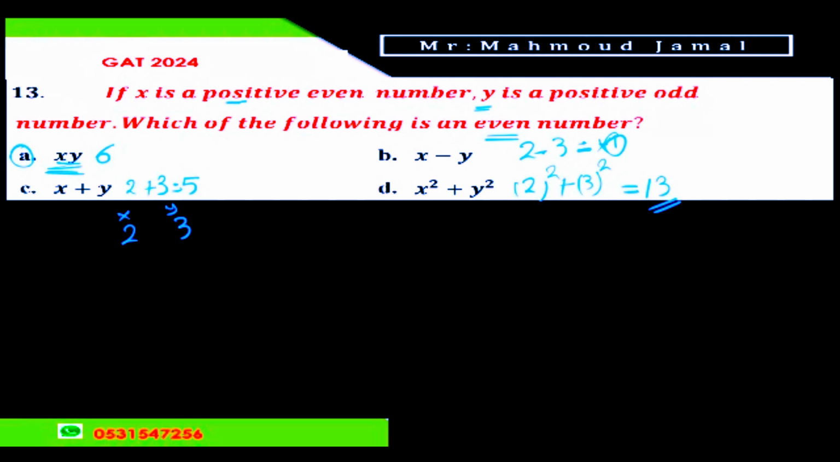And always the product of any 2 numbers, one even and the other odd, has to be even. Okay?